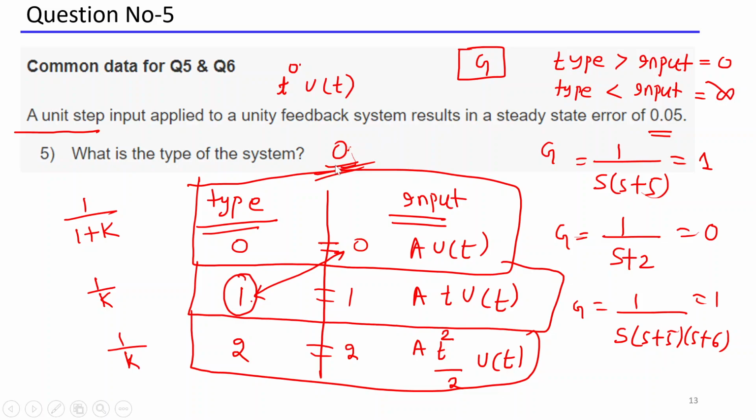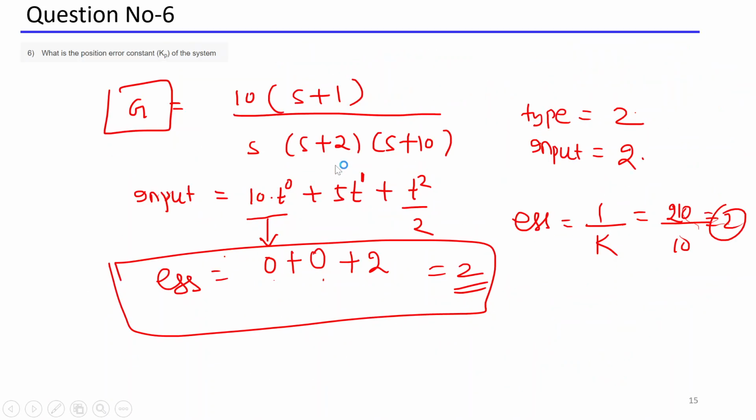Next, come to question number 6. Where is the question number 6? Okay. So what is the position error constant Kp? Remember that position error is constant when 0 is matching with 0. In that case, the steady state error is 1 divided by 1 plus k. This k is called the Kp. This k is called the position error constant.